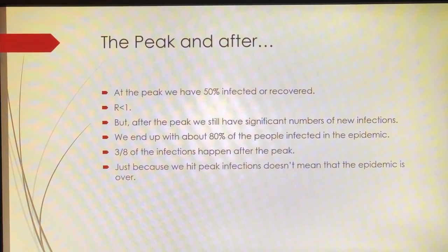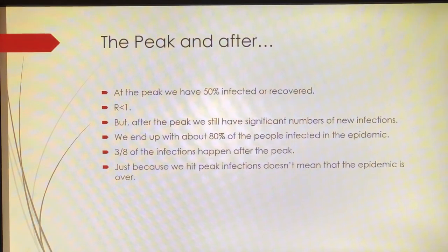But the point of this is that if we have 80% of the population infected, 3/8 of those infections happen after the peak of the epidemic. So the 80% and the 3/8 and the 50%, all that stuff is specific to this particular example. But the thing that is more general than that is that we will still end up with a very, very large number of new infections after we hit the peak. So just because we hit peak infections doesn't mean that the epidemic is over.